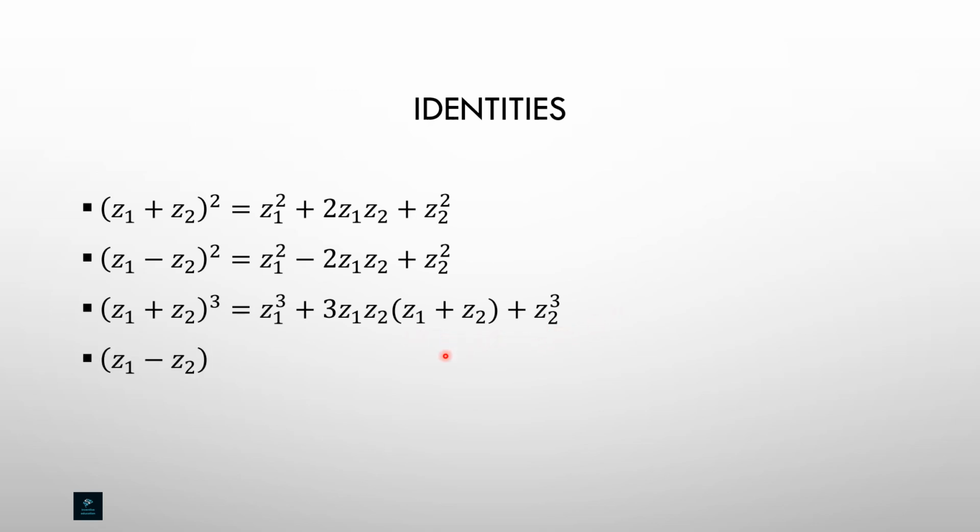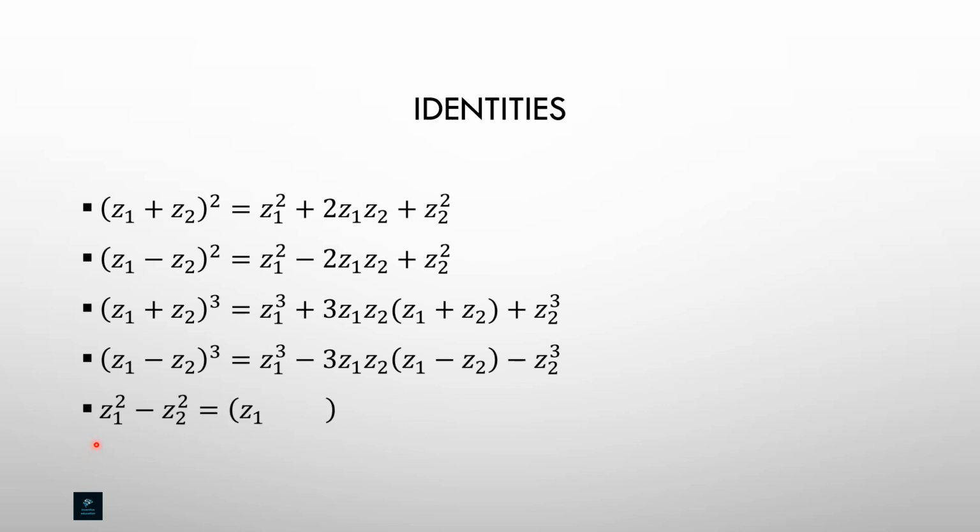Next one is z1 minus z2 whole cube, which is equal to z1 cube minus 3 z1 z2 times z1 minus z2 minus z2 cube. And the last one is z1 square minus z2 square. This is equal to z1 plus z2 times z1 minus z2.